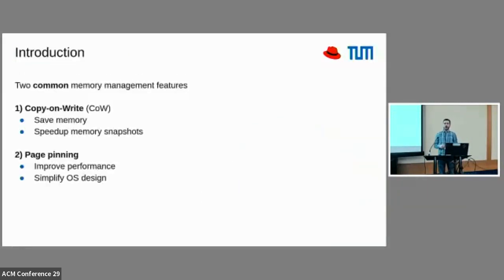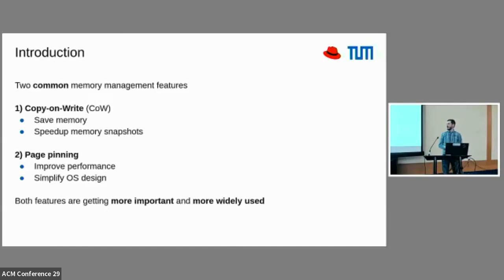So in our work, we took a look at the interactions between two common and important memory management features. On the one hand, copy and write, on the other hand, page pinning. Copy and write is primarily used to save memory, but also to speed up certain memory management operations like taking memory snapshots. And page pinning is primarily used to improve performance, but also to simplify operating system design.